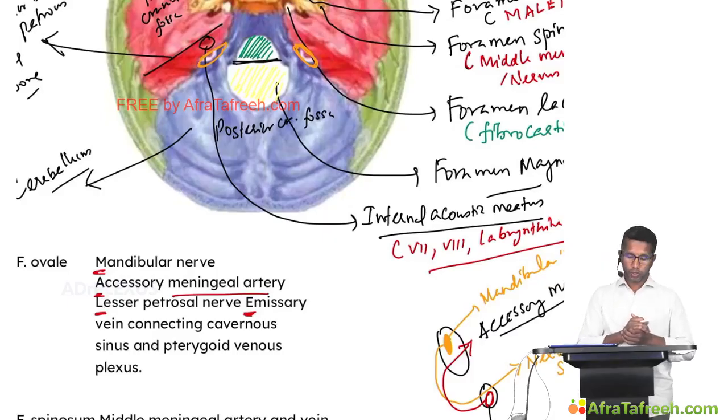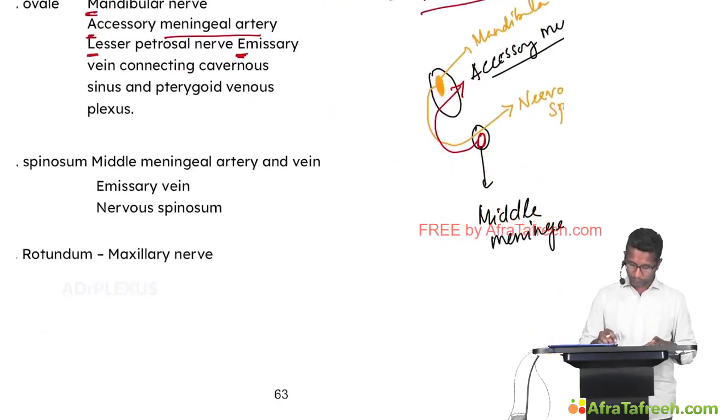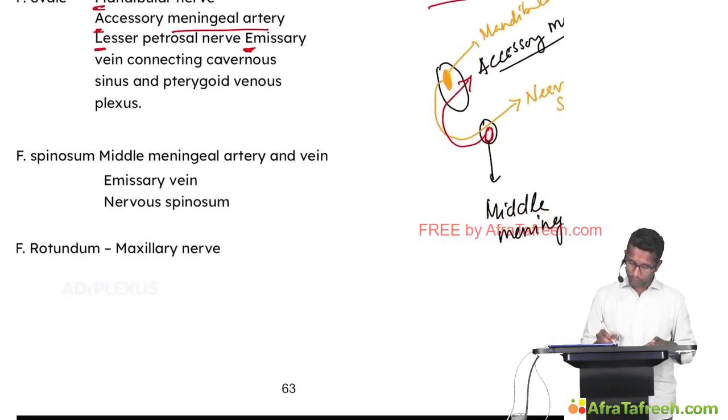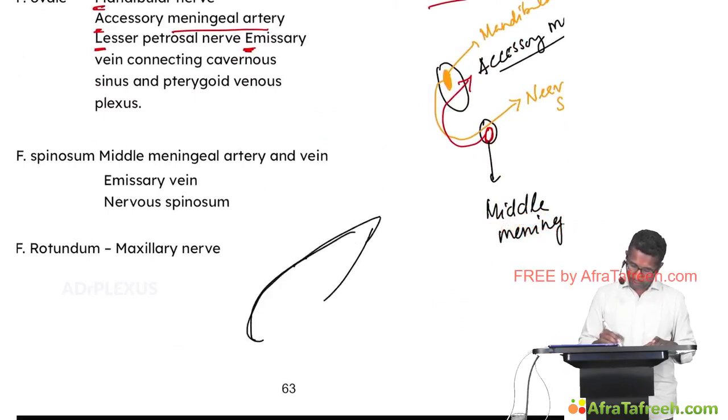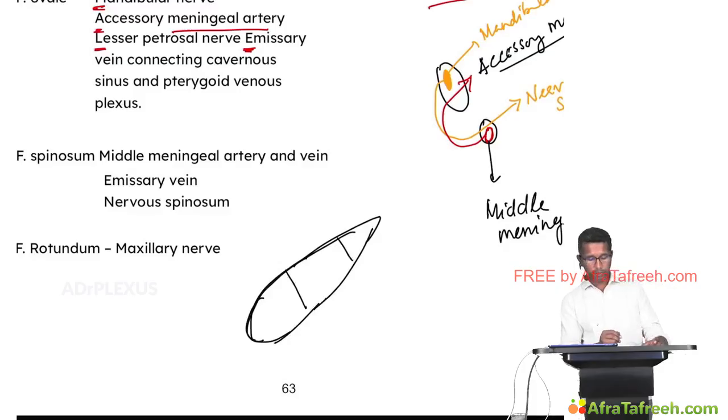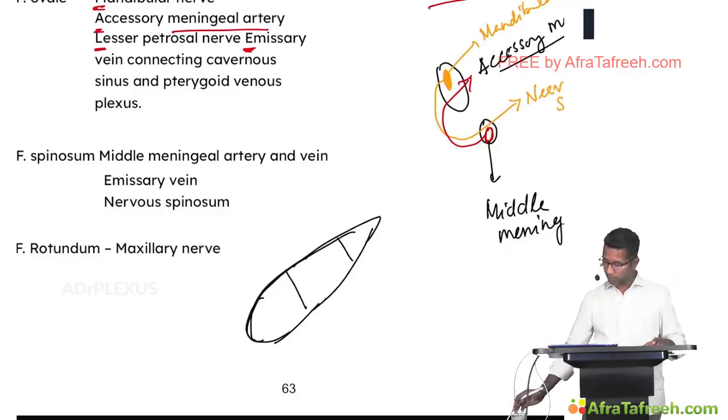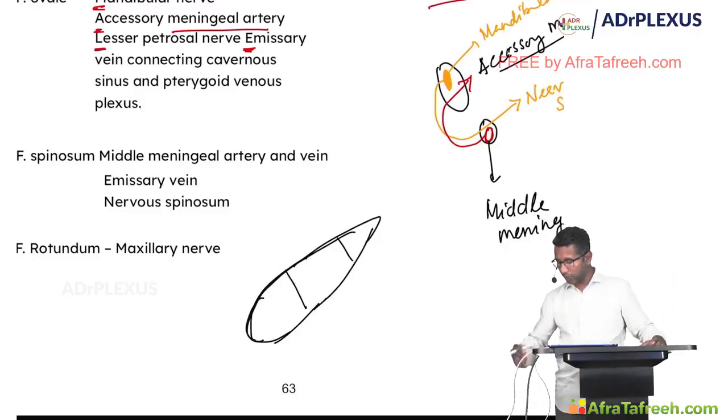The jugular foramen is divided into 3 parts, guys. Let us consider this is the jugular foramen. I divide the jugular foramen into 3 parts: the anterior part, the middle part, and the posterior part.